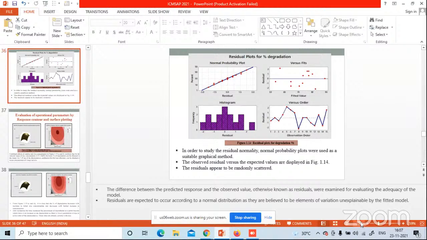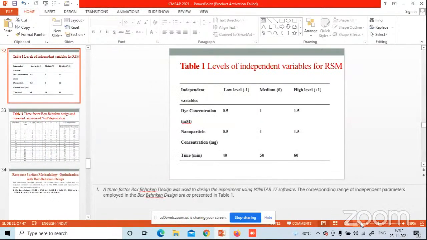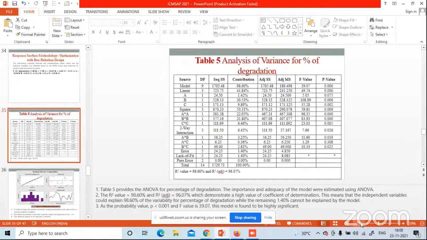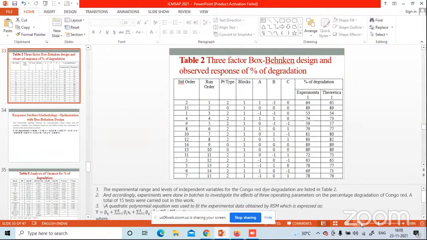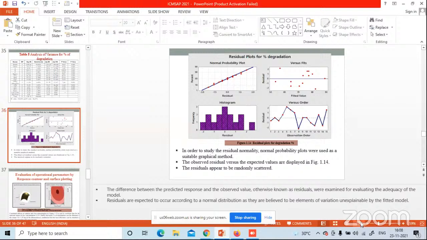I have shown you the various tables with the various values we have taken, tables 1, 2, 3, 4, and 5. We used different percentage values and, using the software, fitted them into the various models. The method we used is called the 3-factor Box-Behnken design model, where the observed response is the percentage of degradation. We fitted the various levels and observed how much degradation occurs.